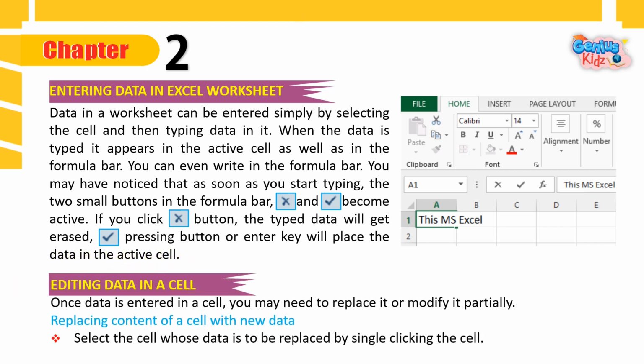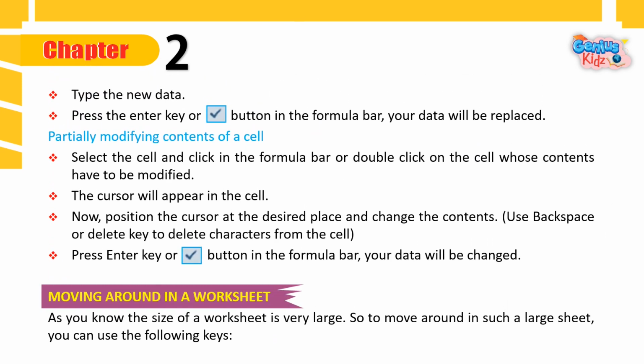Editing data in a cell. Once data is entered in a cell, you may need to replace it or modify it partially. Replacing content of a cell with new data. Select the cell whose data is to be replaced by single-clicking the cell. Type the new data. Press the Enter key or the right button in the formula bar. Your data will be replaced.